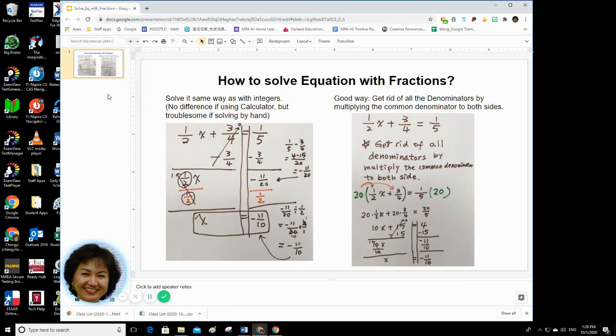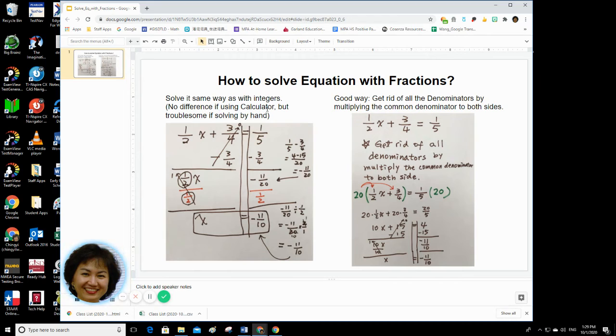How to solve equations with fractions. You have learned one-step or two-step equations. Now, if you have an equation with fractions like this, what's the best way to solve it?